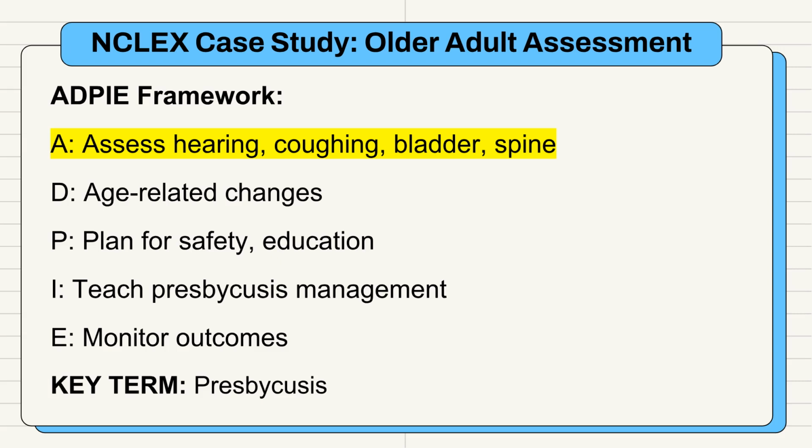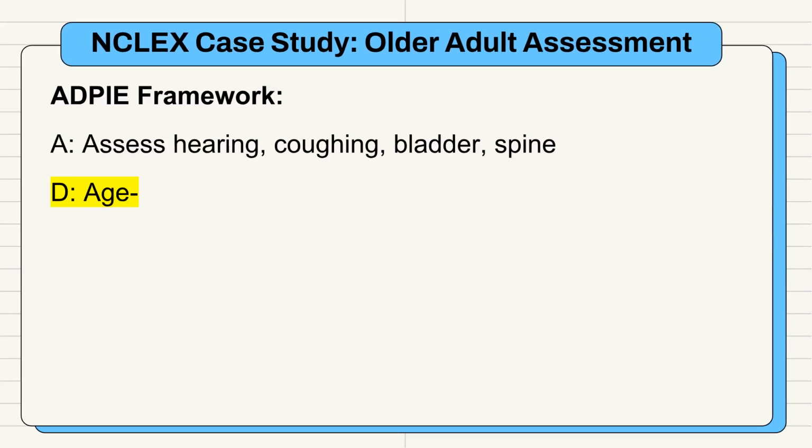Her bladder? It's likely smaller, with decreased capacity and reduced renal blood flow. And her spine? Watch for dehydrated intervertebral discs, which can cause stiffness or height loss. But systolic blood pressure? That typically increases with age due to stiffer blood vessels, not decreases.